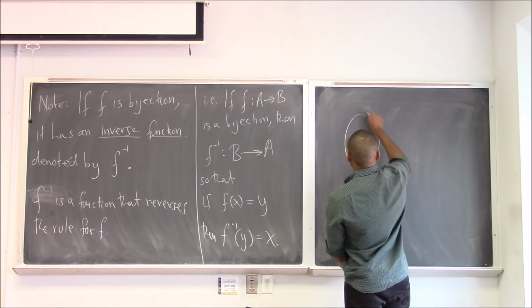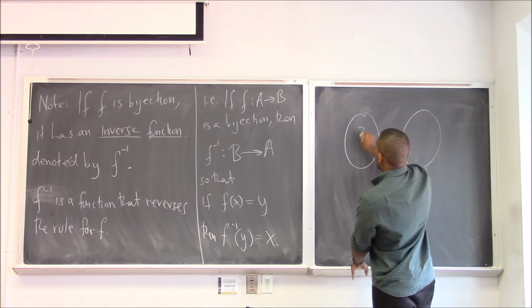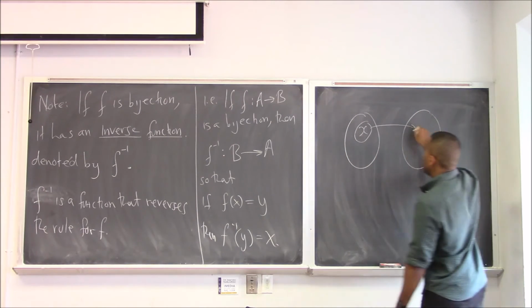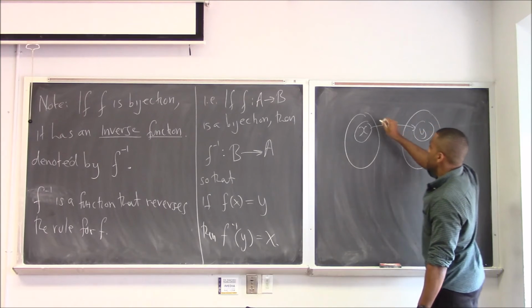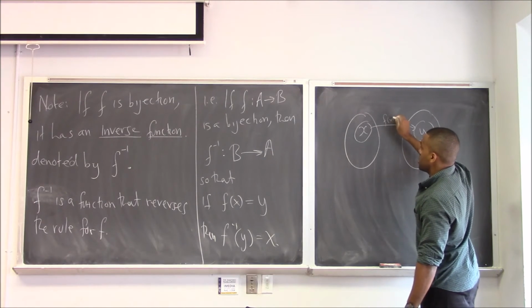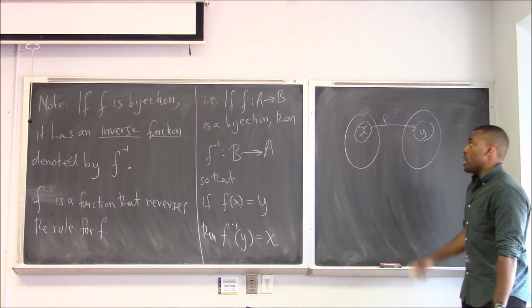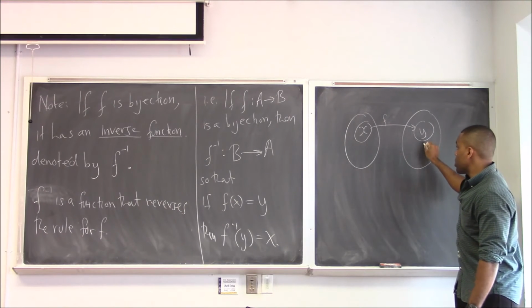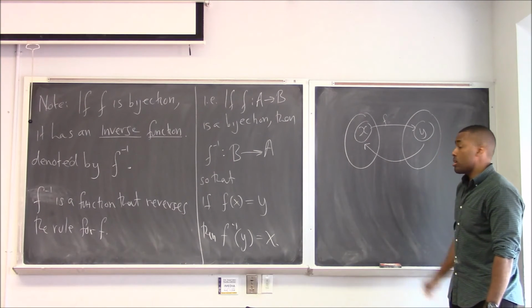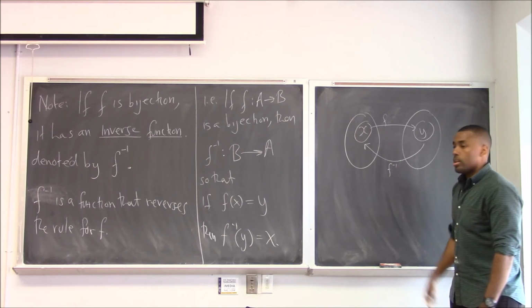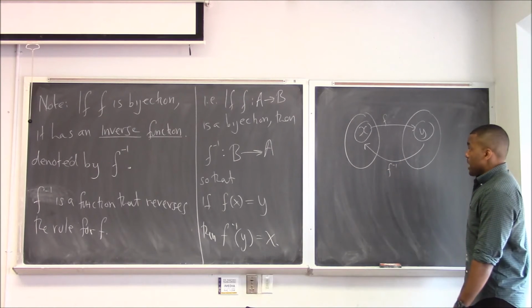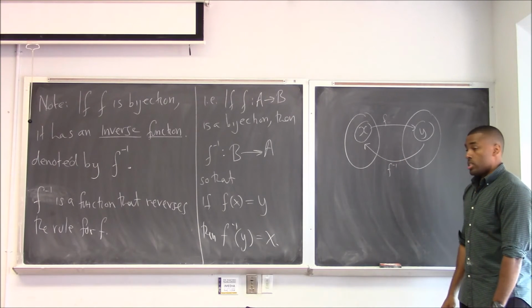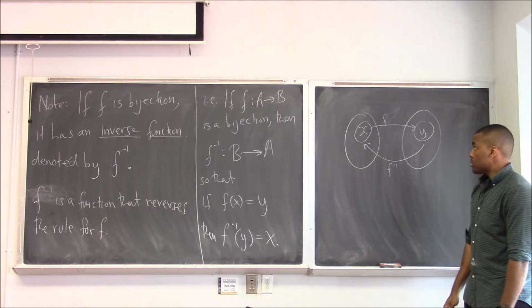So I can have a function, right, here's my x, it connects it to an element called y, and that is done by some function which I call f. If I want to undo this process and go from here and get back there, I can do what I call an inverse function. And by the way, that can only be done if your function is a bijection, right?